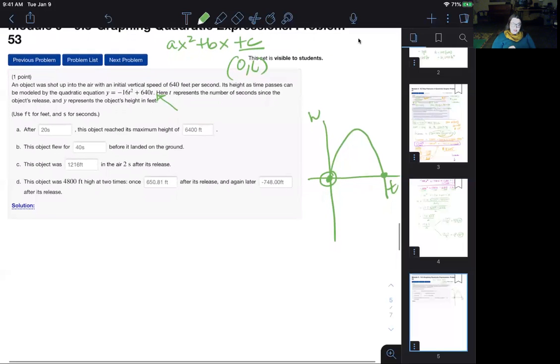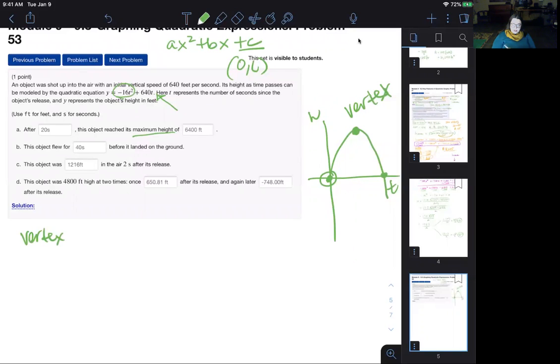Right here, this is saying after blank seconds, the object reaches a maximum height. So when we're talking about the maximum height, we're talking about the vertex. And the other reason why I know that this parabola is going to open downward is because the leading coefficient is negative. So let's go ahead and find the vertex then.